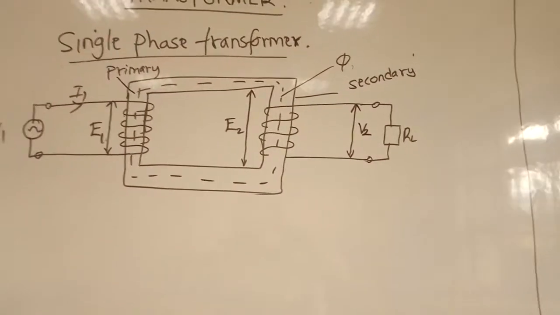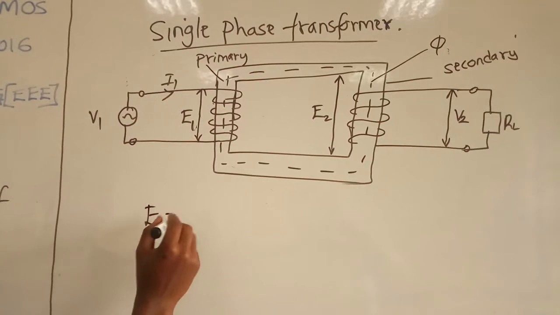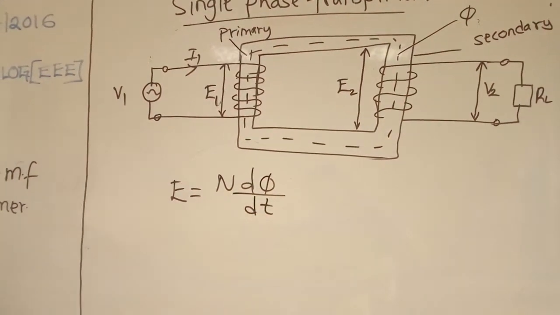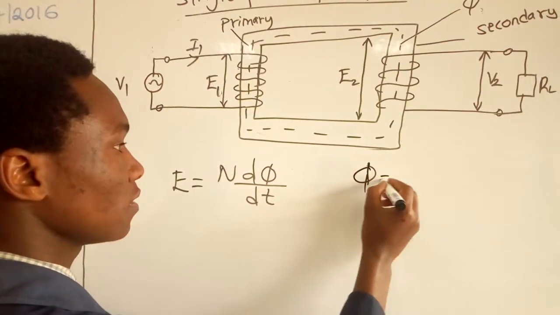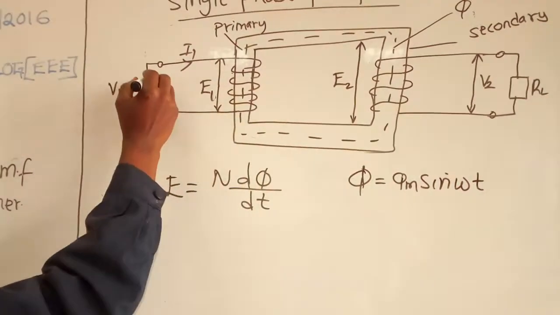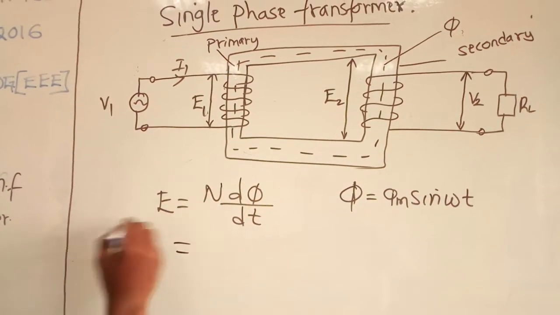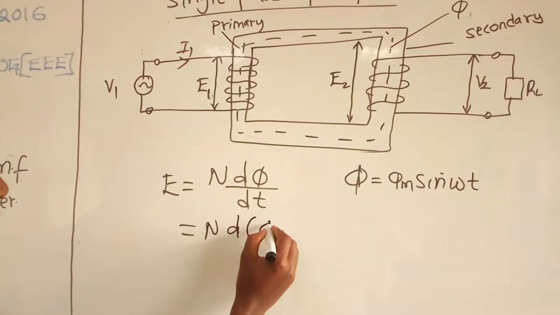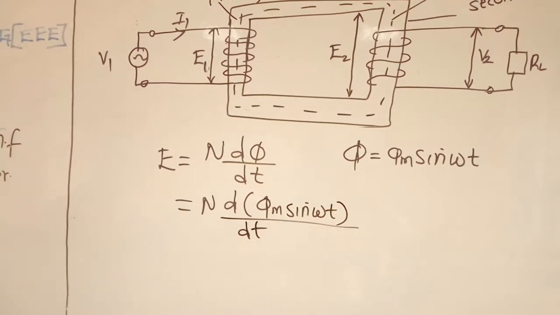Then according to electromagnetic induction laws, the induced EMF is given by N, which is the number of turns, times d phi dt. First of all, this is the magnetic flux inside here, and it's given by phi m sine omega t. This is the voltage applied, a sinusoidal voltage. Then doing a differentiation, N is the number of turns, so it's a constant. Then d of phi m sine omega t all over dt.